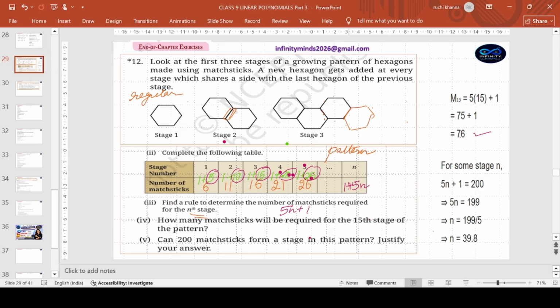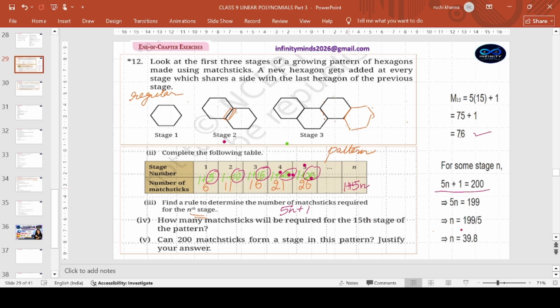Can 200 matchsticks be possible? Would it be possible at any of the stages? Can I have the answer as 200? That is provided my pattern. Then you will have to put 5n plus 1 equal to 200. Why are we doing this? Because then we solve it as a linear equation, getting the value of n. What is n after all?